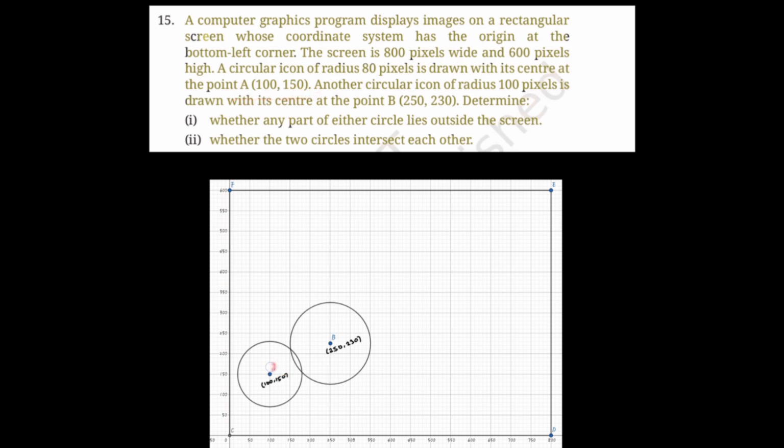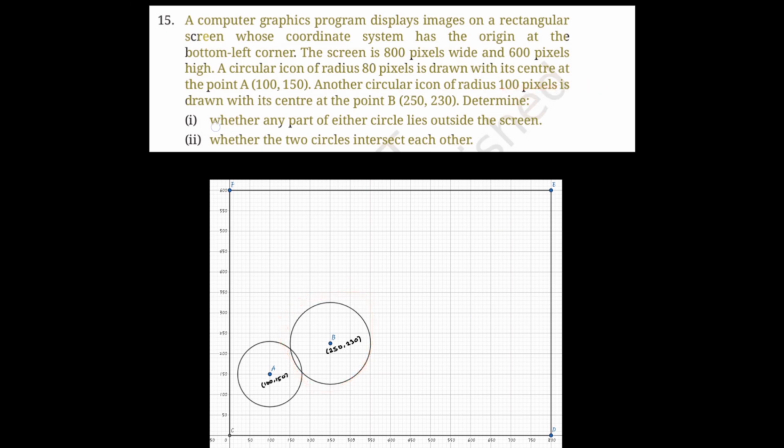So this is point A (100, 150). This is the center. Using this center, we draw the circle with a radius of 80 pixels. Similarly, we can draw a circle at the center (250, 230). So this is point B (250, 230). Using point B as center, we can draw another circle with a 100 pixel radius.